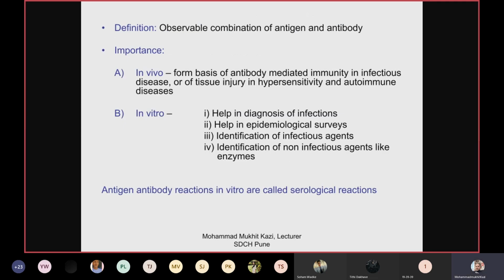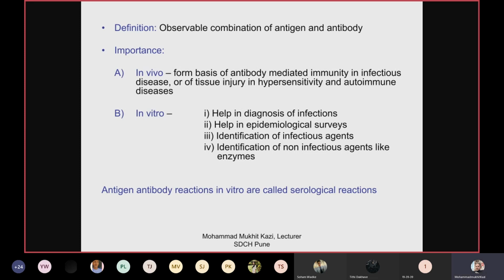If we define the antigen-antibody reaction in an observable combination, there has to be the optimal number of antigens and antibodies to have that reaction. And these are important in vivo as well as in vitro. When I'm saying in vivo, it means inside the host. When I'm referring to in vitro, it means that we detect these antibodies in the laboratory.